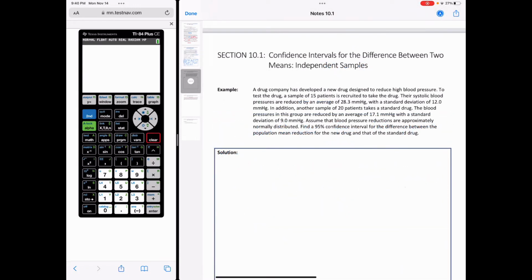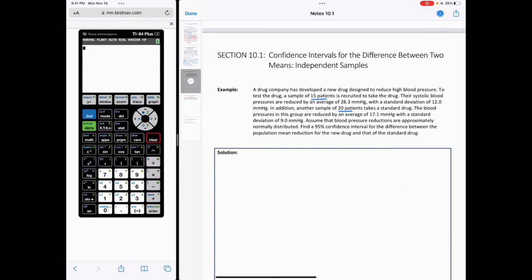What we're going to do with this problem, we're going to go back to our drug problem for high blood pressure, and same problem. It says to test this drug, a sample of 15 patients is recruited to take the drug. Their systolic blood pressures are reduced by an average of 28.3 mmHg with a standard deviation of 12. In addition, another sample of 20 patients takes the standard drug. The blood pressures in this group are reduced by an average of 17.1 mmHg with a standard deviation of 9. Assume that blood pressure reductions are approximately normally distributed.